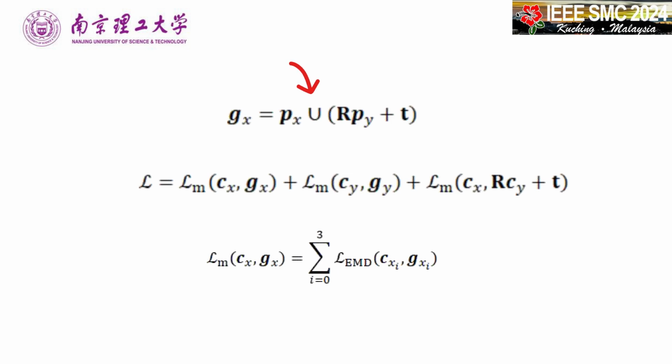Therefore, given the reference point cloud p_y, the completion ground truth of p_x is defined as this formula. This formula is the union of two partial point clouds in the frame of p_x. In a similar way, the ground truth of p_y can be generated in its frame and defined as g_y. The Reconstruction Mutual Prior (RMP) module has two optimization criteria.